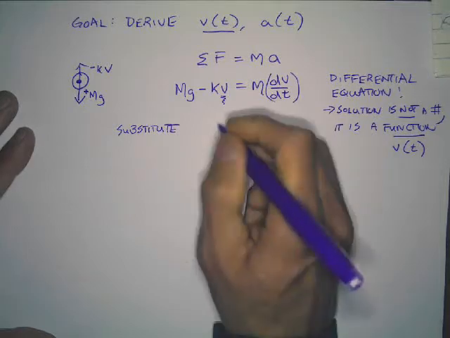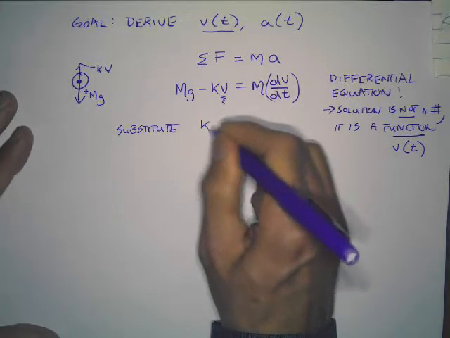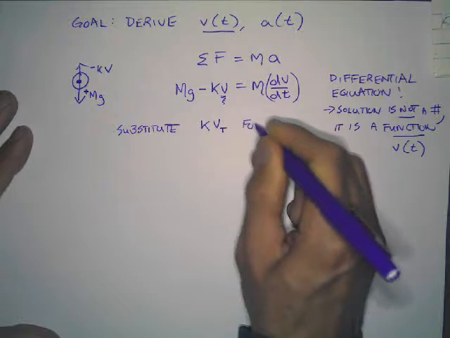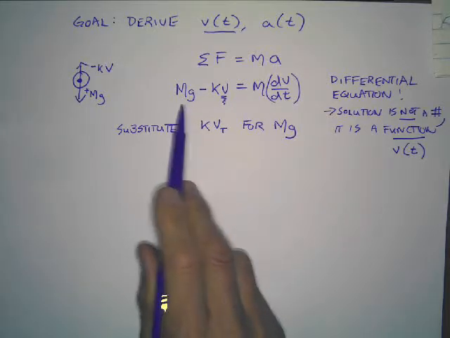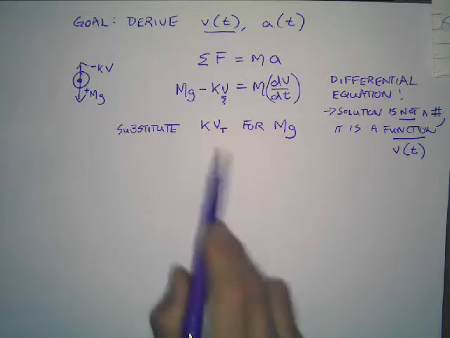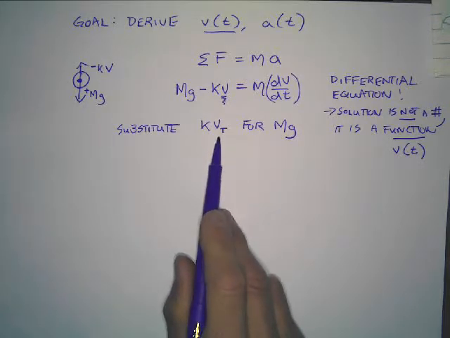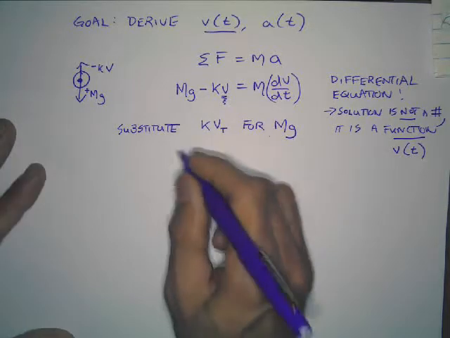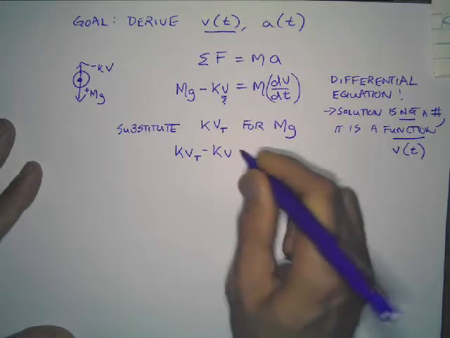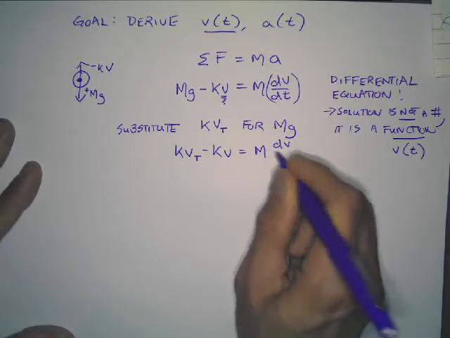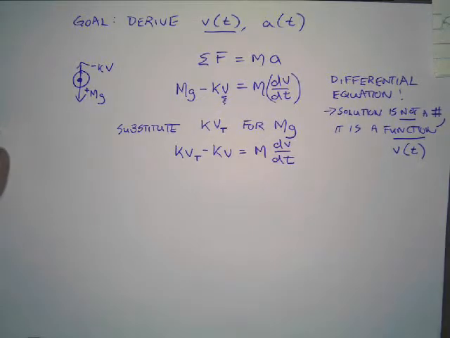I'm going to substitute this. I'm going to basically take mass times gravity out of the differential equation, and I'm going to replace it with k times vt. Let me do that first, and then I'll explain exactly why. So the substitution would be k times vt minus k times v is equal to m dv dt. Now, what's the deal with that?